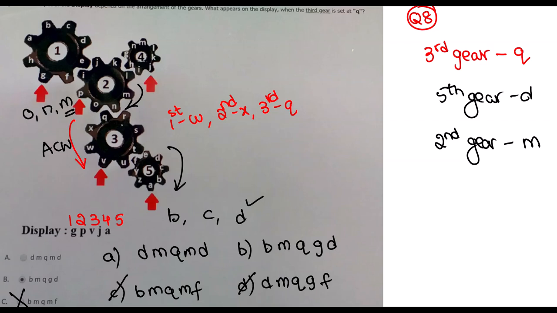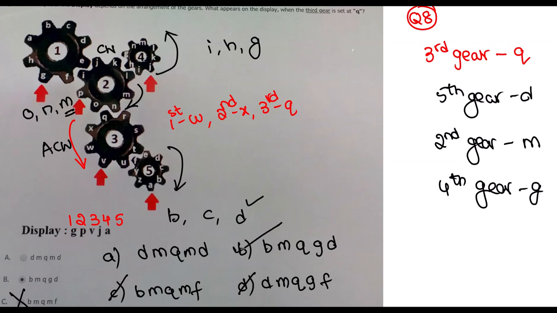When 3 is anti-clockwise, 2 will be clockwise, 5 will be clockwise. Now see the beauty. When 2 is in clockwise, what about 4? When 2 is turning clockwise, this will hit in this anti-clockwise direction. So right now, J, next is I, H, G. Fourth gear must be G, my dear. Fourth gear should display G. That's available in option B only. Okay, so option B is correct.